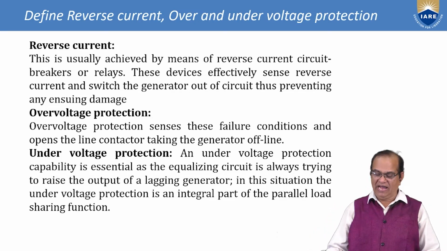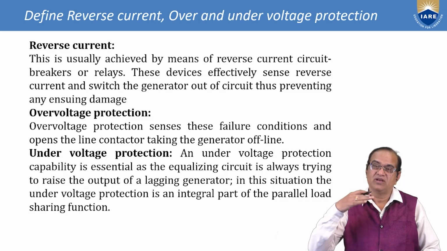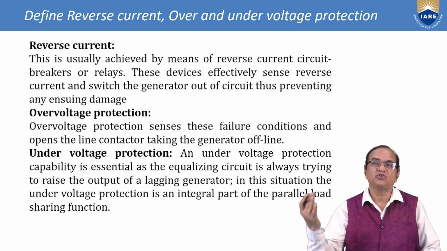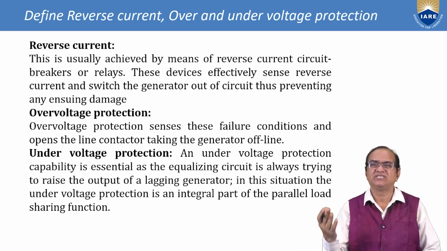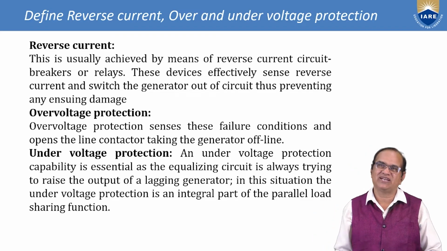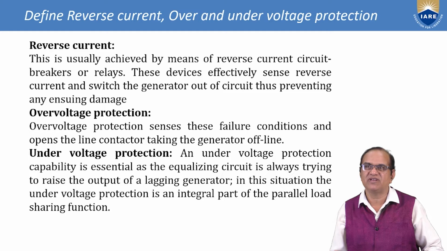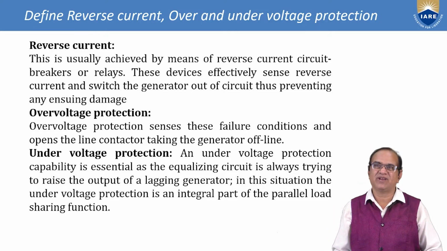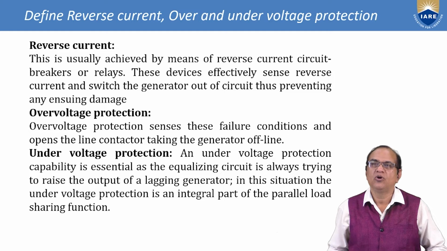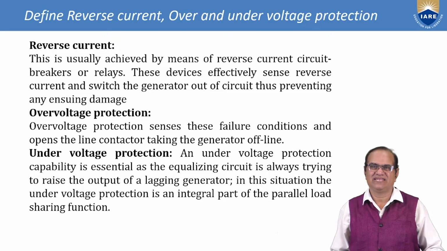So if the current is moving from one direction to another, there is a chance of short circuit, and this should not happen on the generator. So in between we have to use circuit breakers or relays. These things are able to protect the system from reverse current.